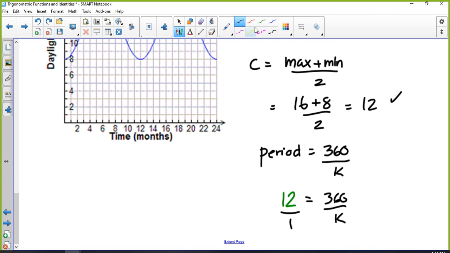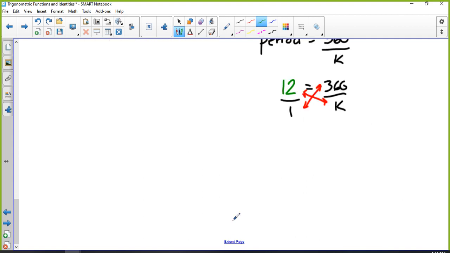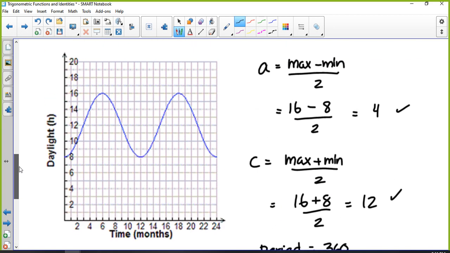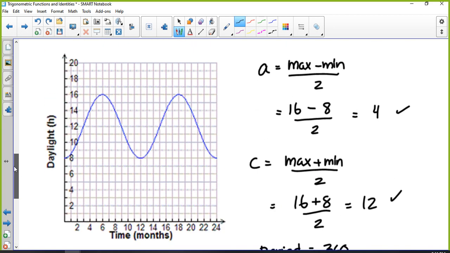And now we'll cross multiply. So we're going to get 12k is equal to 360. We'll divide both sides by 12. And so we have k is equal to 360 divided by 12. We end up getting 30. That's our k parameter. So we have a, we have c, we have k.